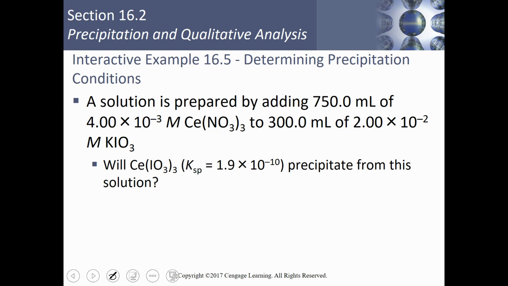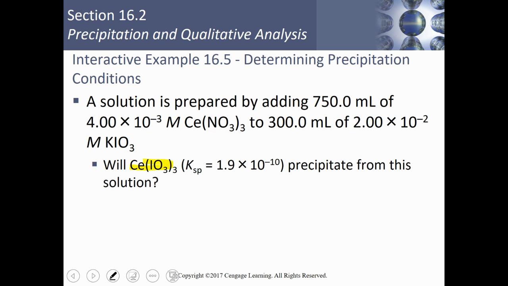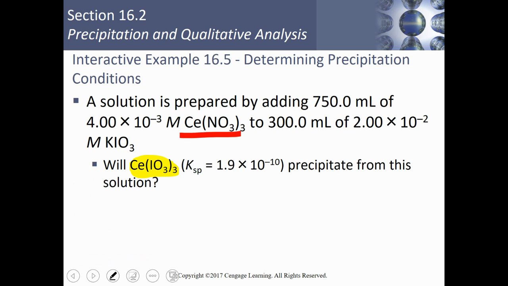All right. So when we look at an example, here we have a solution prepared by adding 750 mLs of 4 times 10 to the negative 3 molar cesium nitrate to 300 mLs of 2.0 times 10 to the negative 2 molar potassium iodide. So they want to know, will cesium iodide precipitate from the solution? This is not one of the salts that they gave us information about, if you read it closely. This is a different salt. So they want to know if this will come out of solution. You are given this salt and this salt.